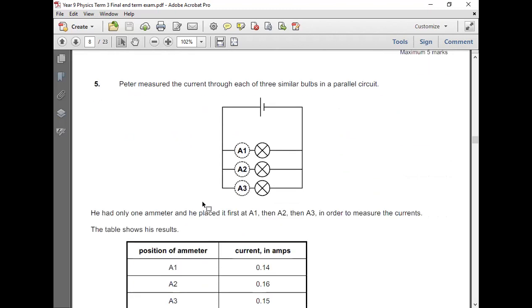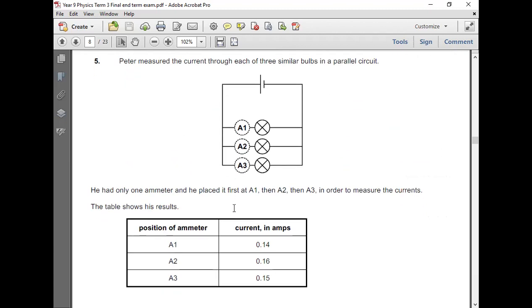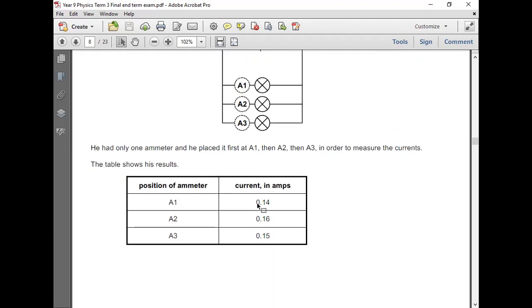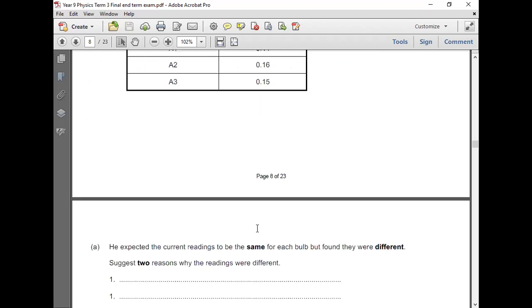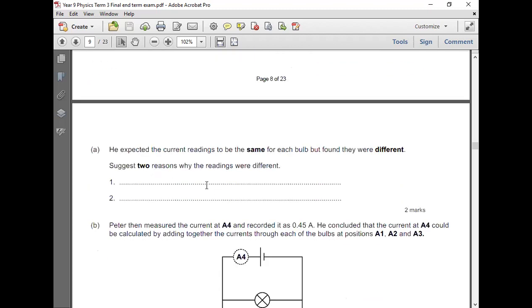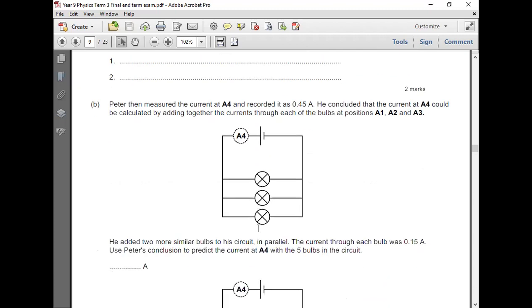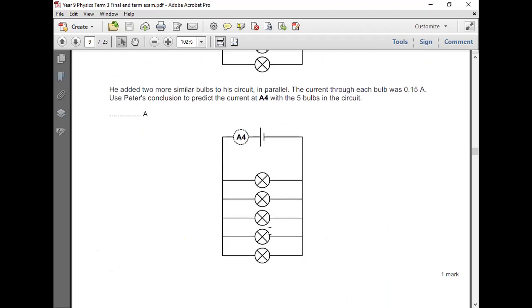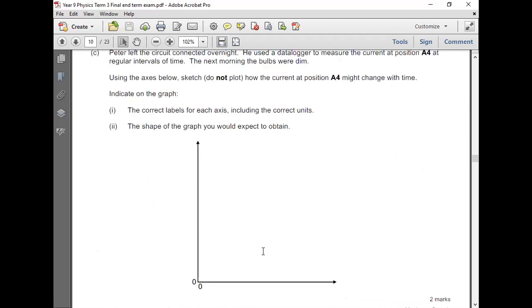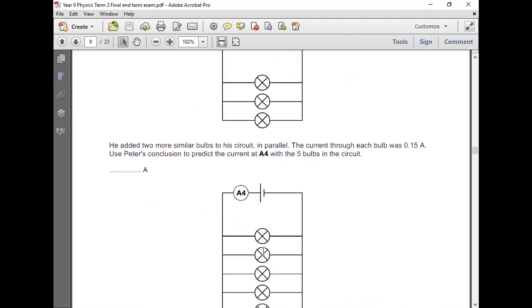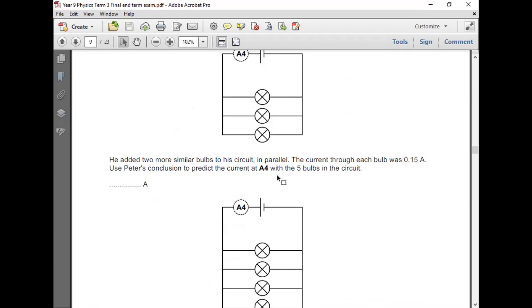This is question number 5. Beta measured the current through each of two similar bulbs in a parallel circuit. So that's the first current, ammeter 1, ammeter 2, and ammeter 3, with readings 0.14, 0.16, and 0.15. Suggest two reasons why the readings were different. In this one, he added 2 extra light bulbs, making 5. Then the question is to find the current for ammeter 4 with the 5th bulb in the circuit. You need to find that.